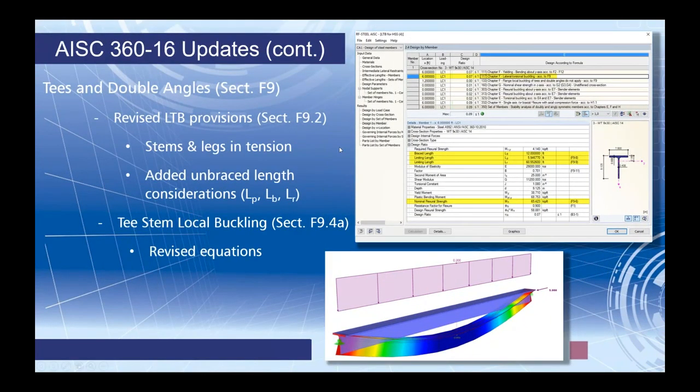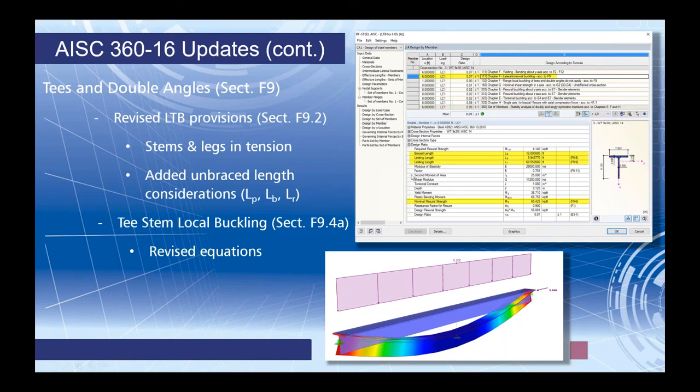T's and double angles, this was another major revision in section F9. Here, the lateral torsional buckling was revised in section F9.2, and in particular for stems and legs in tension. Here, the code has added unbraced length consideration. So this is similar to our HSS sections. Depending on where you're falling within this range with your unbraced length, well, then that's going to adjust that equation being used.